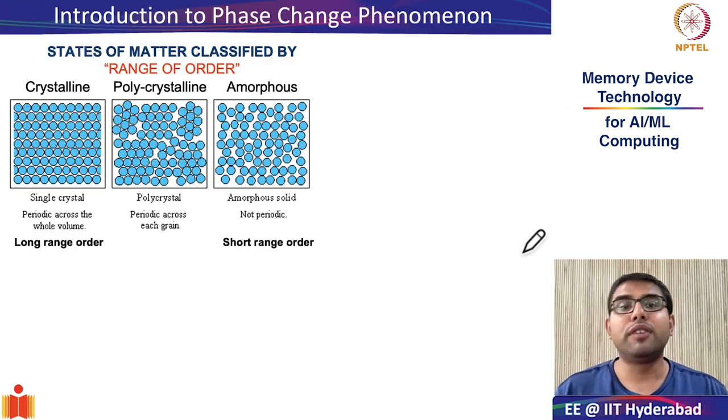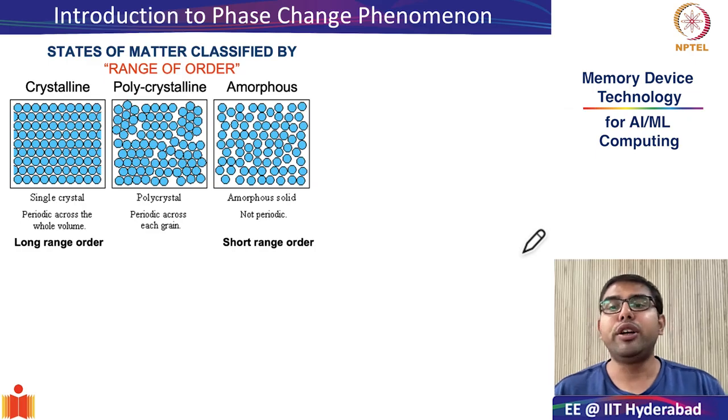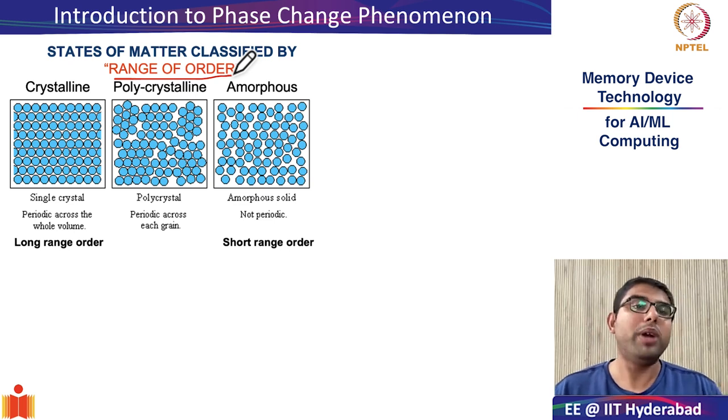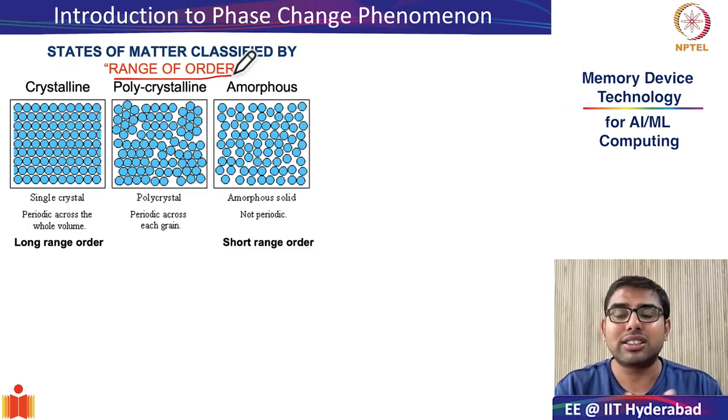To understand the phase change phenomena, we have to have an understanding of the different states of matter as classified by range of order. Now, when we were even in primary or middle school, we studied that the different states of matter, such as solid, liquid, and gas, are delineated by the intermolecular distance between the molecules. In solid you have least intermolecular distance, so very tight packing and a lot of interaction. In gas, it is very loosely packed.